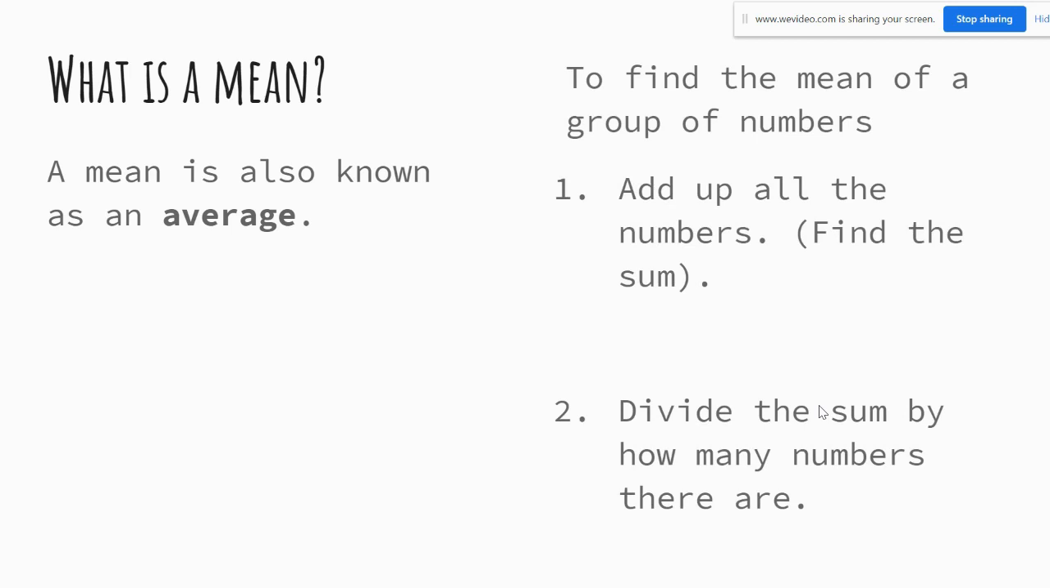Again, what is a mean? A mean is also known as an average, right? And to find the mean, all you have to do is add up all the numbers, find the sum, and then divide the sum by how many numbers there are.